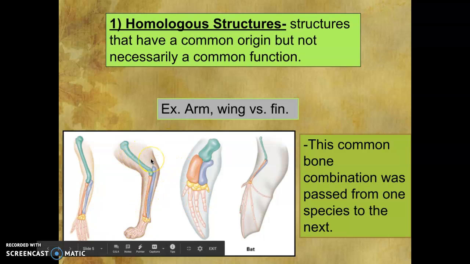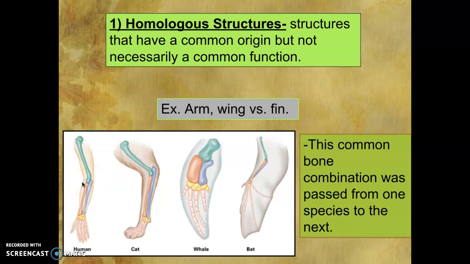Cats, they run, they jump. We usually use ours to hold things, grab things. So again, these are all common bones that we see, and we see them in each species because we're all different species, but we use them differently.